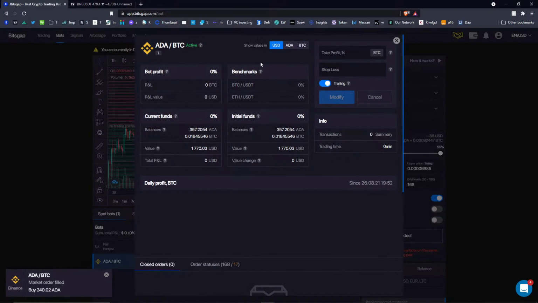Let's go. So you see, you can see the results in Bitcoin. If you switch to Bitcoin, you can also see it in USD. So even though there are only two currencies involved, the base one ADA and the quote one BTC, you can still see final results in Bitcoin, in Cardano, and even in USD. Okay, so you can do this.